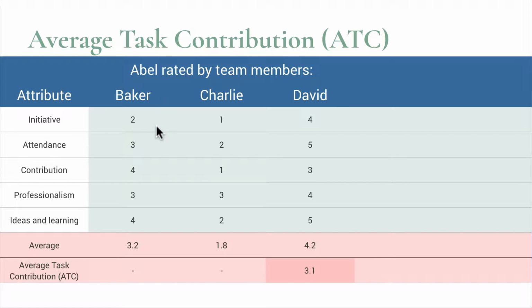Each team member, such as Baker, has rated Abel against those 5 attributes and gives rise to his average rating, 3.2. Charlie, his average rating is 1.8. David, his average rating is 4.2. The average of all 3 of these numbers gives rise to the average task contribution, 3.1.